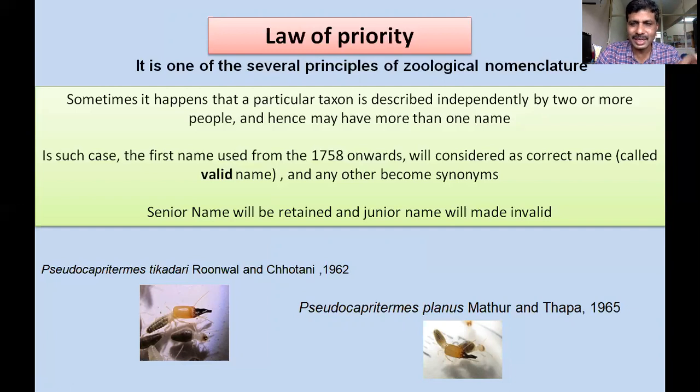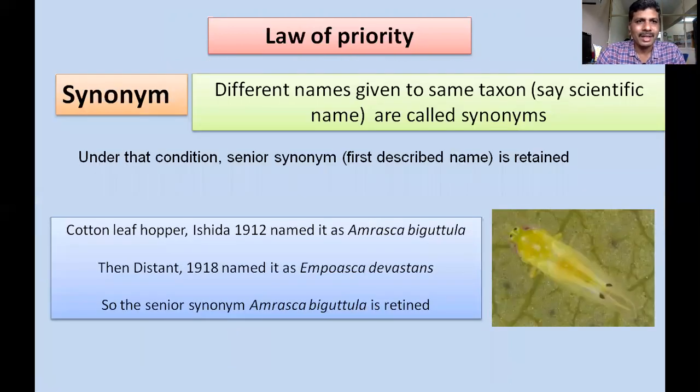If you understood this concept, it's very easy to understand the meaning of synonyms and homonyms. So we'll see what happens. Synonyms means different names given to the same taxon, say for example scientific names. It may be at order level or subfamily level or whatever it may be. Different names given to the same taxon. Under that condition, the senior synonym, the first described name, is retained. We'll take an example.